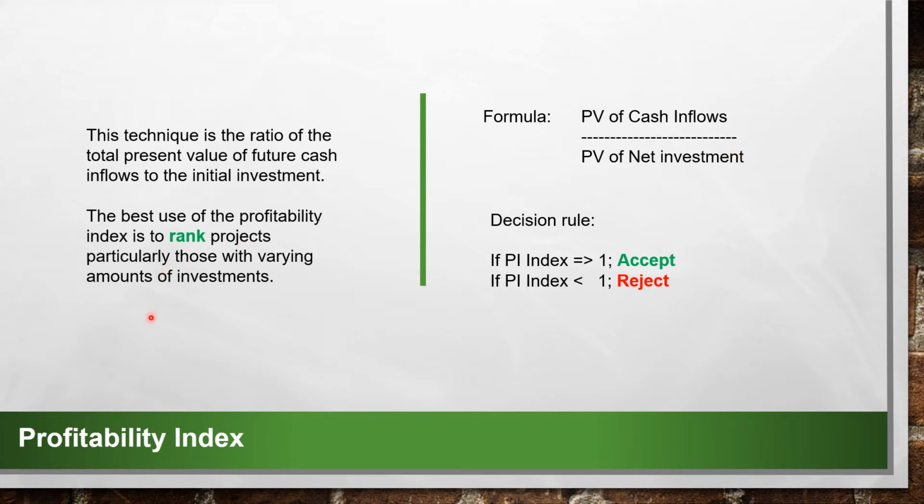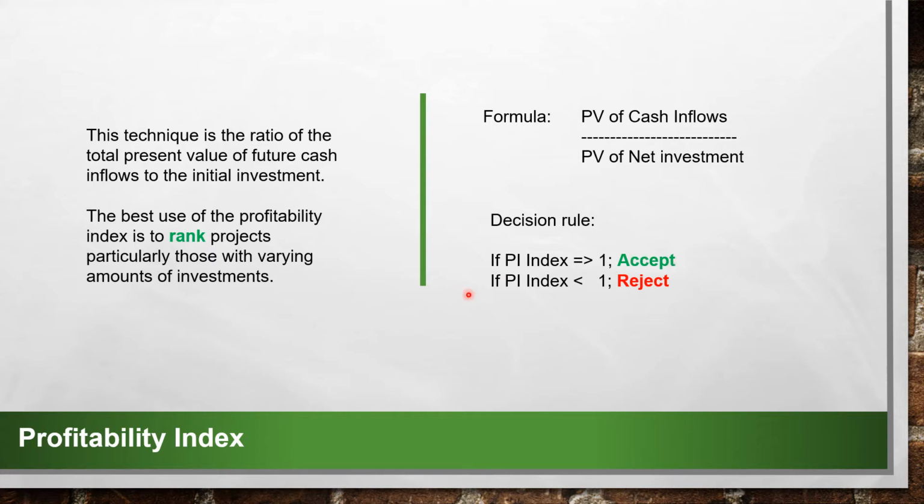So the best use of the Profitability Index is to rank projects, particularly those with varying amounts of investment. So how do we rank projects? What is our decision? Our decision rule first is if our Profitability Index is equal to or greater than 1, we accept. Equal, that means break even, no? Because that's equal. The PVCI is equal to our COI.